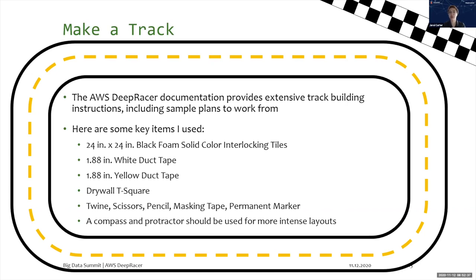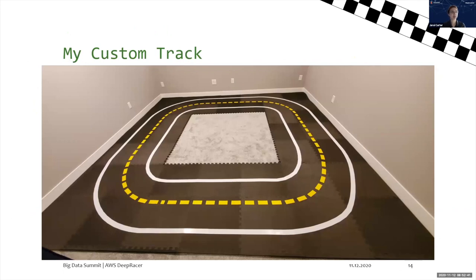Just in case you're wondering what a track with these items looks like, since we couldn't be in the office due to pandemic restrictions, I thought, well, I might as well just build the track in my basement and see how it goes. The track that I have here is a 13 by 13 foot loop, and it has left turns only or right turns only, depending on which direction the car is facing. Like I mentioned earlier, the colors here are really important, as well as having solid lines and dotted lines so that the car can accurately detect where it's at on the track.